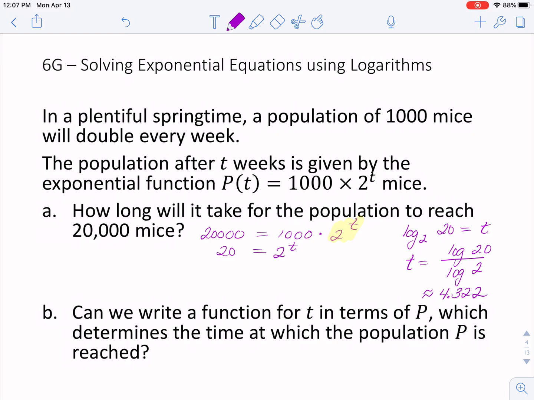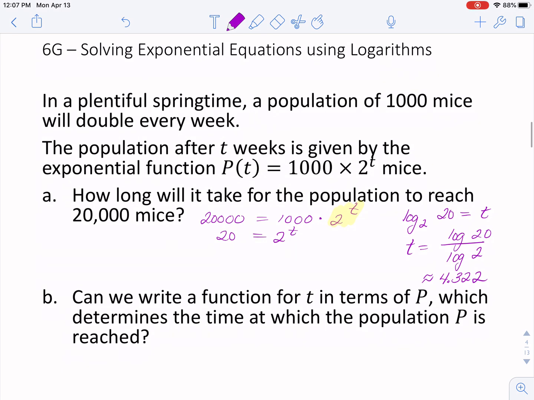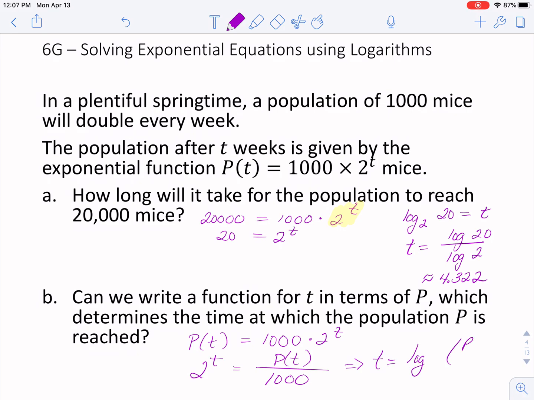Can we rewrite the function for t in terms of p, which determines the time at which the population p is reached? Absolutely. So p of t is equal to 1,000 times 2 to the t. We're going to divide both sides by 1,000. So 2 to the t is equal to p of t divided by 1,000. And now we're going to use the logarithm to rewrite t as the log of p of t divided by 1,000 with a base of 2. So we can rewrite it as a log function. I wonder if there's an easier way to do this.